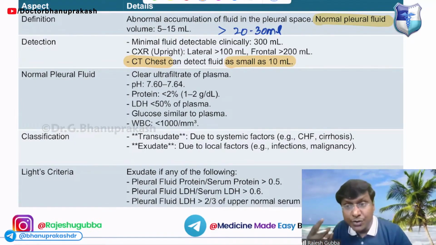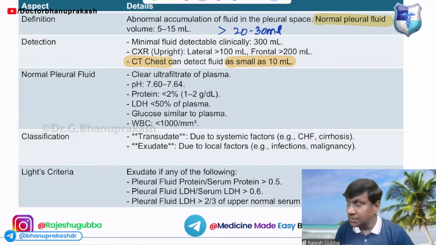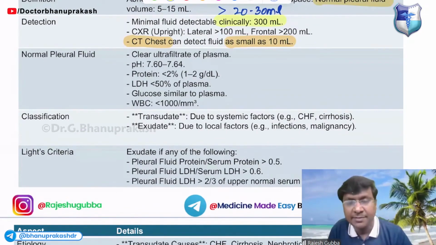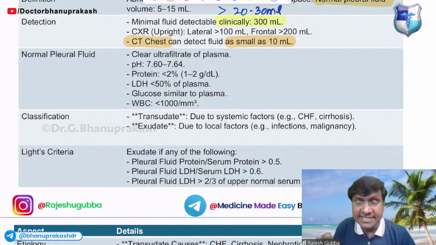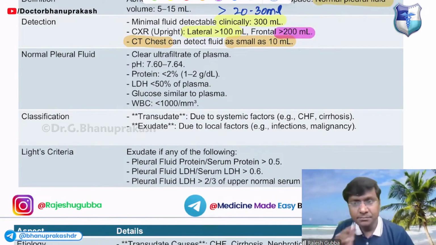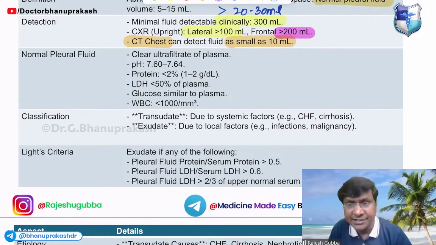Whereas clinical detection is possible when the quantity of the fluid is around 300 ml in the pleural space. Chest X-ray can detect the pleural effusion when the quantity of the fluid is more than 100 ml in the lateral view, and more than 200 ml in the frontal view. That is the detection.